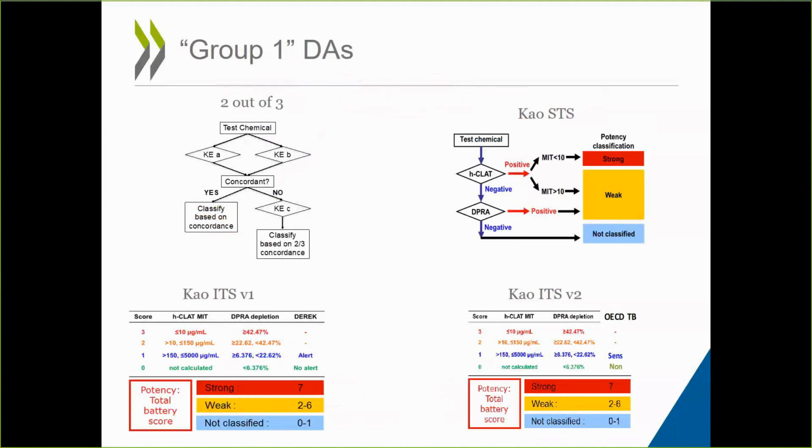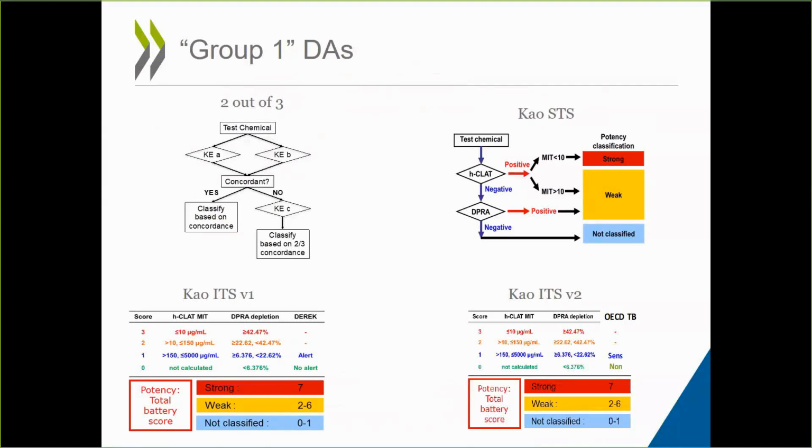So just briefly, this is the schematic of the 3 Group 1 defined approaches, and of course you can see there are 4 figures here. Just to reiterate, on the bottom here we have the original COW ITS defined approach, which includes predictions from commercial software from the DEREC package, and then the version 2 where the OECD toolbox prediction has been substituted. For the 2 out of 3, this is really relying on results of the in vitro test guidelines. So if the first 2 are concordant, there's no need for a third. If they're discordant, then the third in vitro test is run. And it's really, obviously, as you might expect from the 2 out of 3, the conclusion from 2 of those.